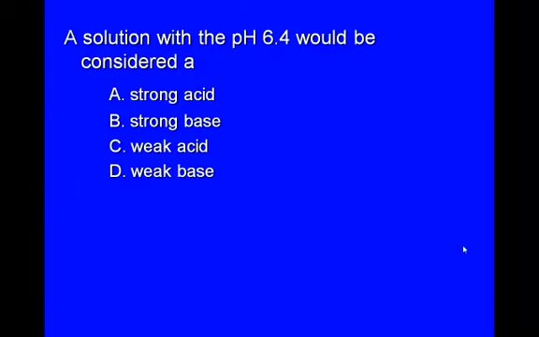Alright, so let's do a little sample question. A solution with a pH of 6.4 would be considered a what? Okay, well remember, first you decide if it's an acid or a base. So if it's below 7, it's an acid. If it's above 7, it's a base. So 6.4 is definitely an acid. Now remember, the closer it is to 7, which is neutral, the weaker it is. 6.4 is pretty close, so I would say that that is C, a weak acid.